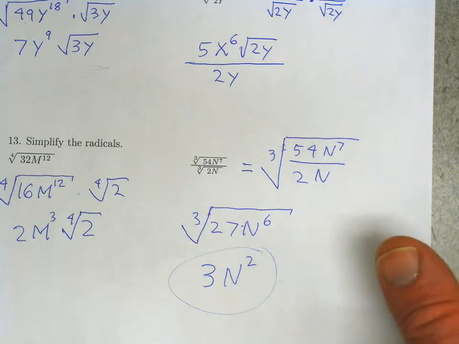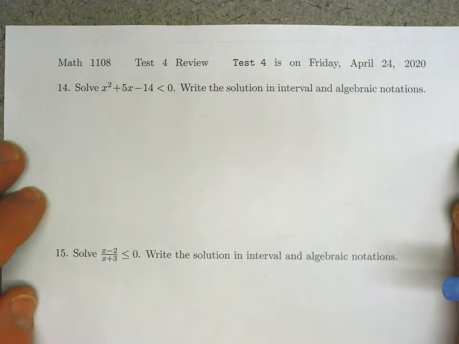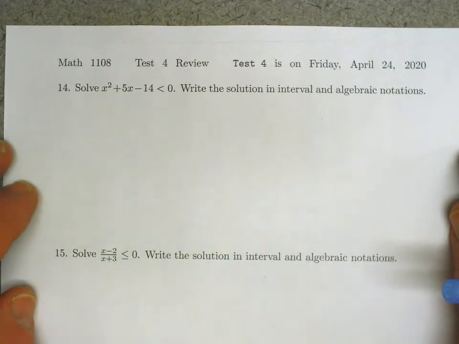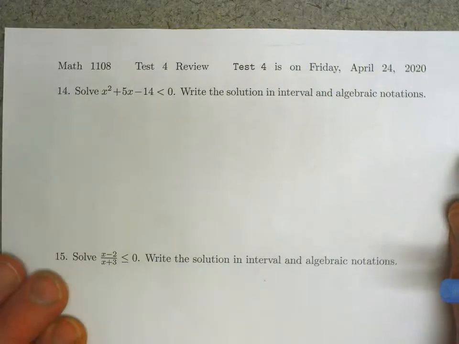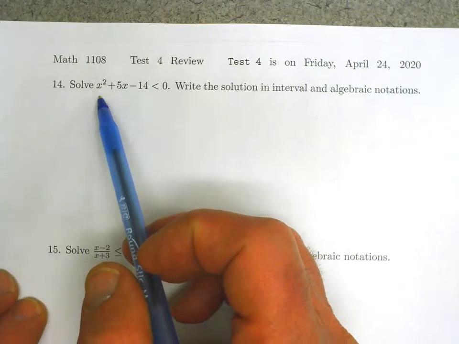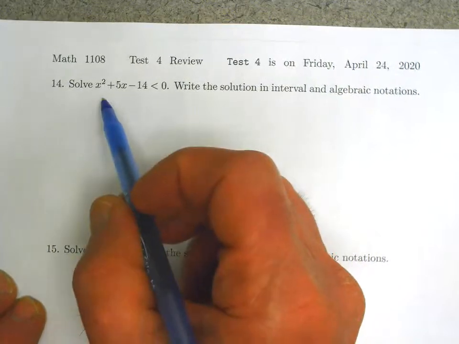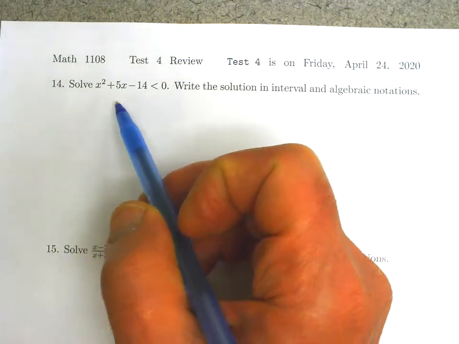Okay, the next page, solve x squared plus 5x minus 14 is less than 0. So we want to find the endpoints. The endpoints of the intervals are the real valued solutions to x squared plus 5x minus 14 equals 0.